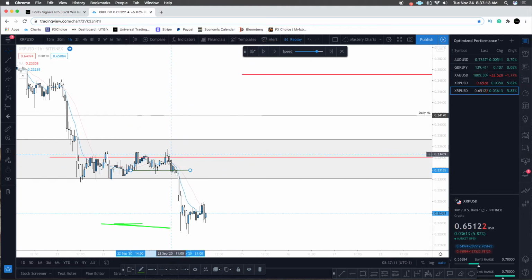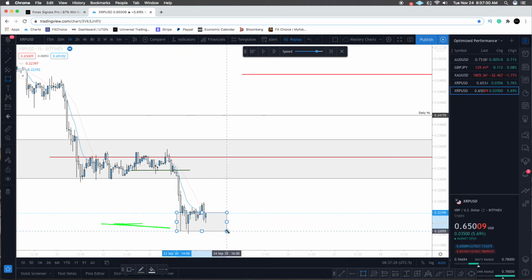So this level of support was now broken, and this is where a lot of the sellers, where I showed you on that H4 time frame, where a lot of those sellers would have gotten in the market. But on this time frame, you'll see that price wicked out here and created a level of support. On doing that, let's hit play.